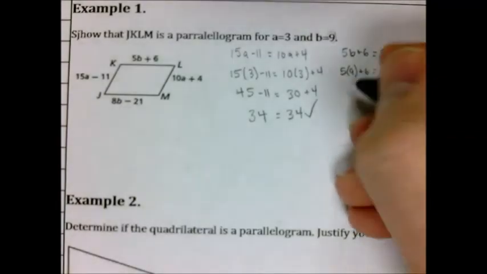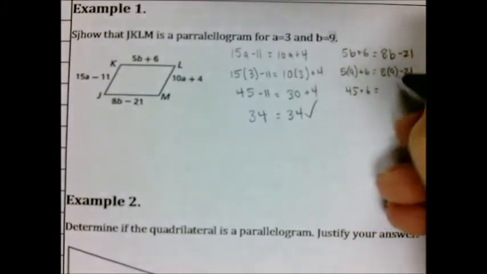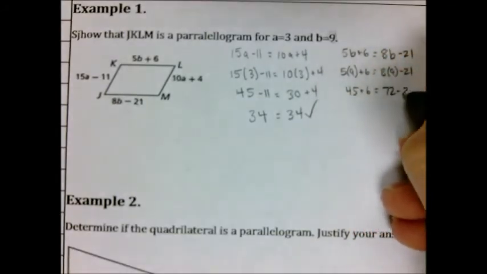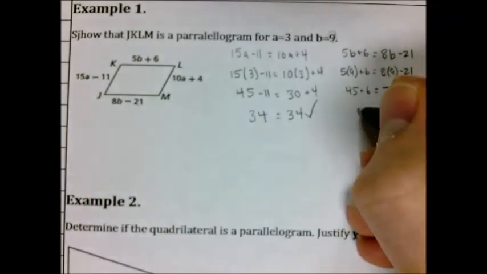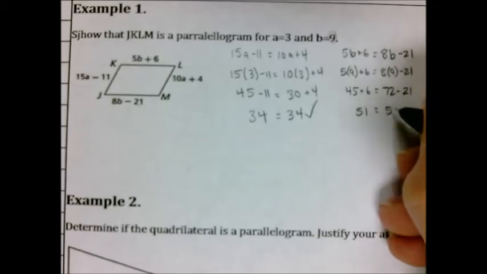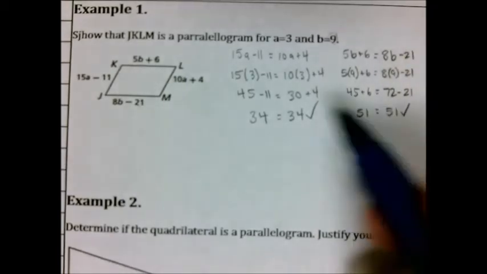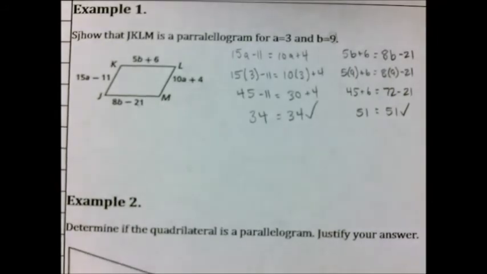5 times 9 is 45, plus 6, is equal to 8 times 9 is 72, minus 21. 45 plus 6 is 51. 72 minus 21 is also 51, and so that checks out. That is true, and because both of those are true, we can know that this shape is going to be a parallelogram.